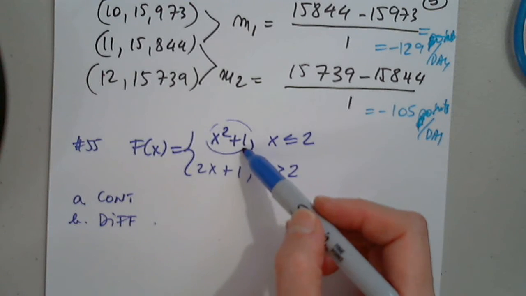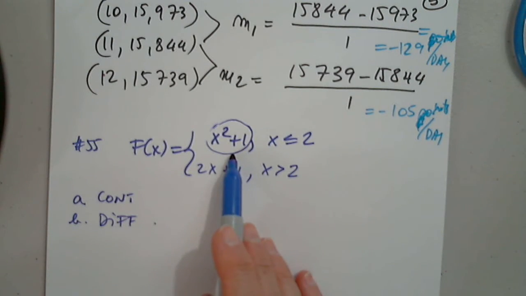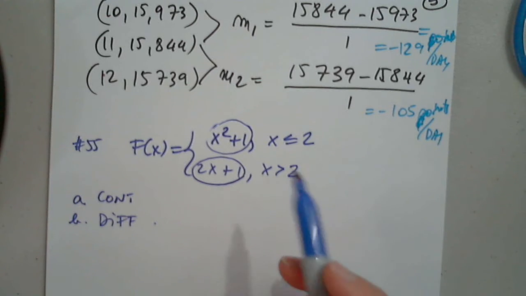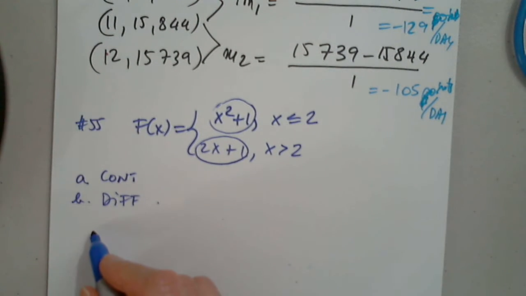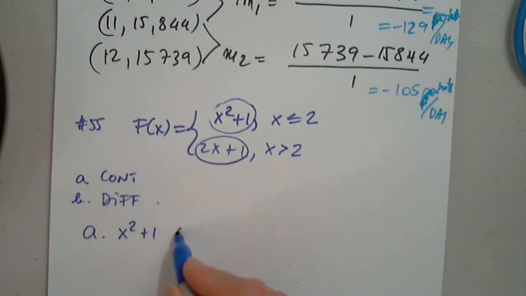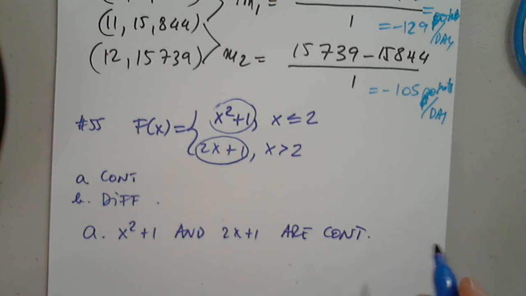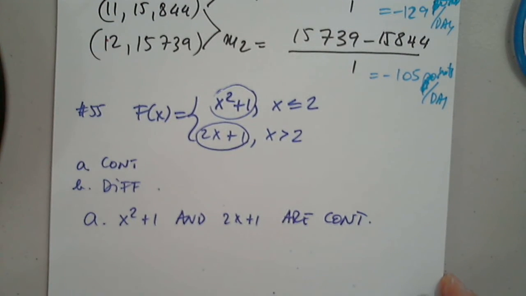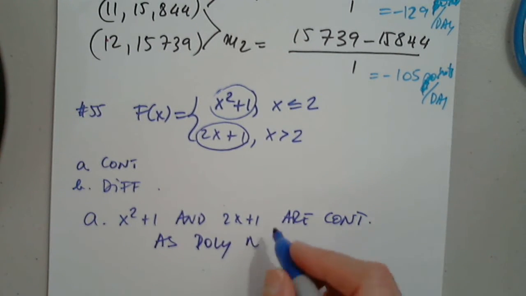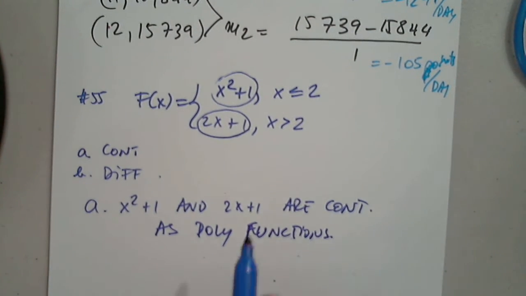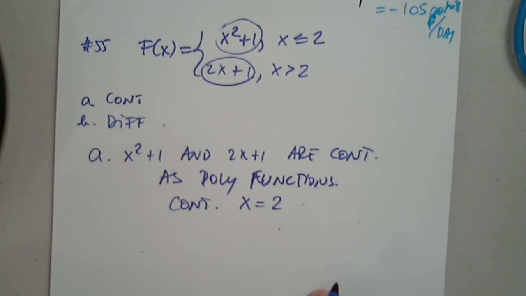Do we know that this is continuous no matter what, and why? So in part A, x squared plus 1 and 2x plus 1 are continuous functions on all real numbers. Why? Polynomials. Very good. As polynomial functions. But we do not know about continuity at x equals 2. How do I write continuity at a point?